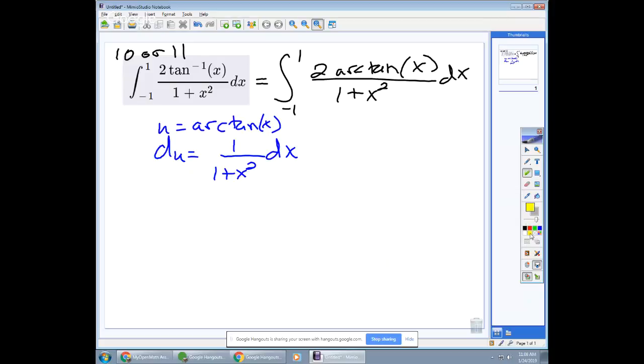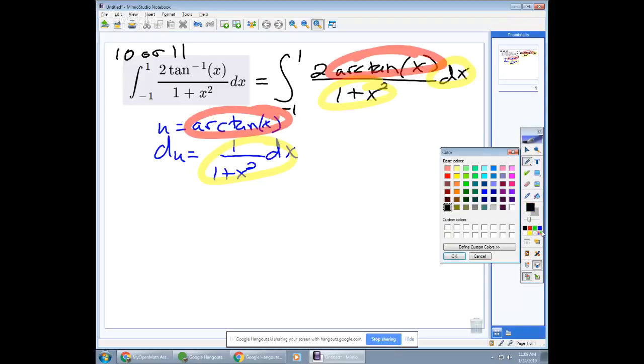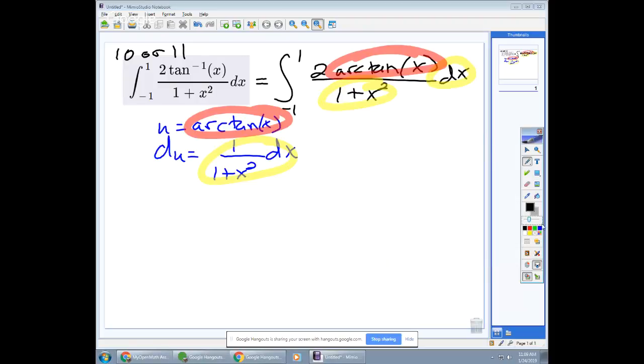So up here, what do I have? I have my du right there, and u is right there. So with this substitution, if I pull that 2 out, I get the integral, ignoring the bounds for a minute, of 2 times u du. If I wanted to change the bounds, then I'd have to evaluate this from -1 to 1.